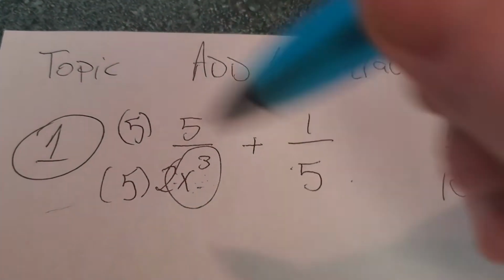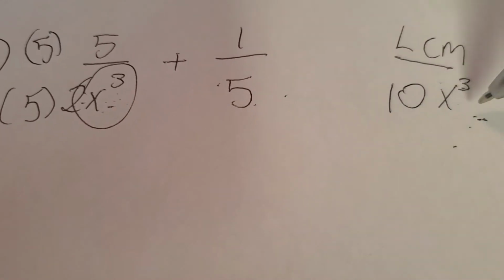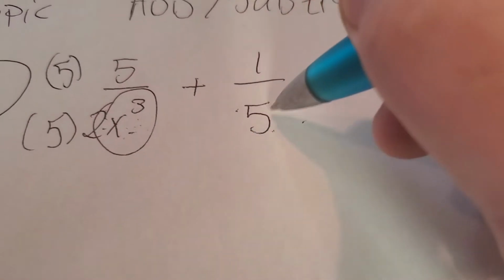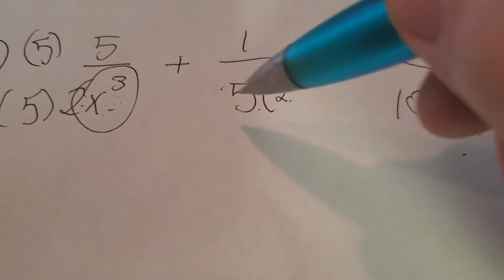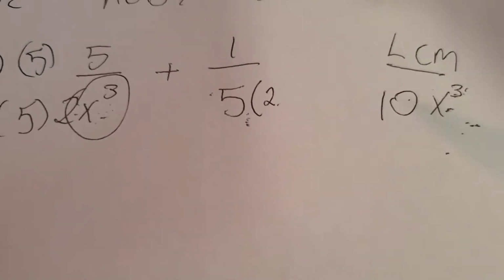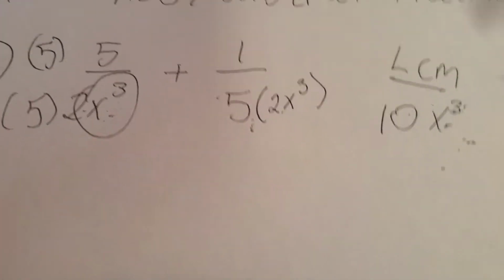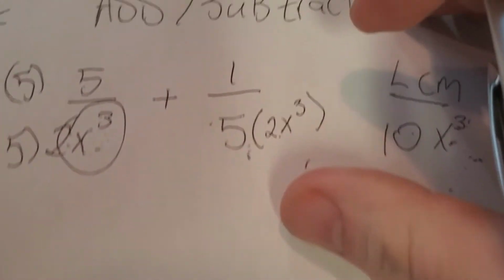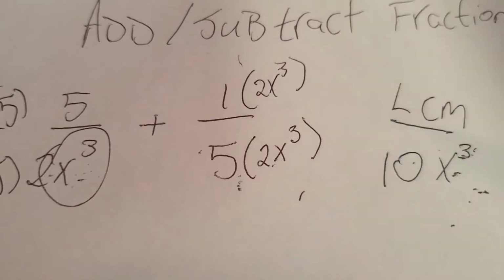All right, and let's just leave that there for now, and let's go over here to this fraction over here. I have a 5, but I need it to look like this 10. So 5 times what will give me 10? 5 times 2 will get me 10. Another thing that's missing from here, from the LCM, is x to the third. So I'm going to have to attach that to the 2 here. Okay, now if I'm going to multiply the bottom here by 2x to the third, I'm going to have to multiply the top by 2x to the third.